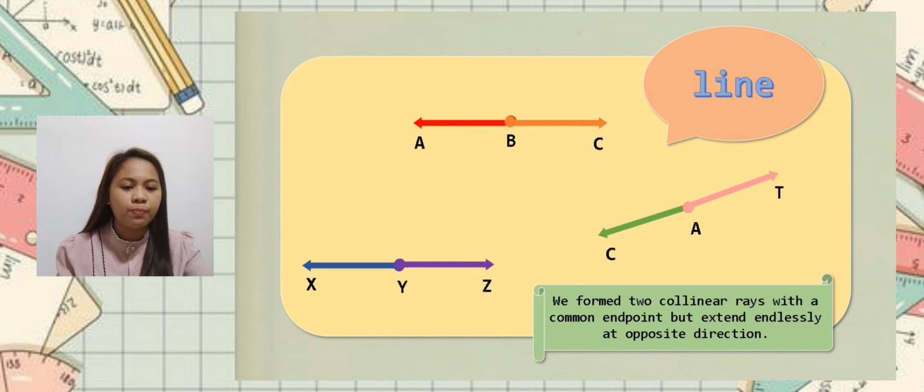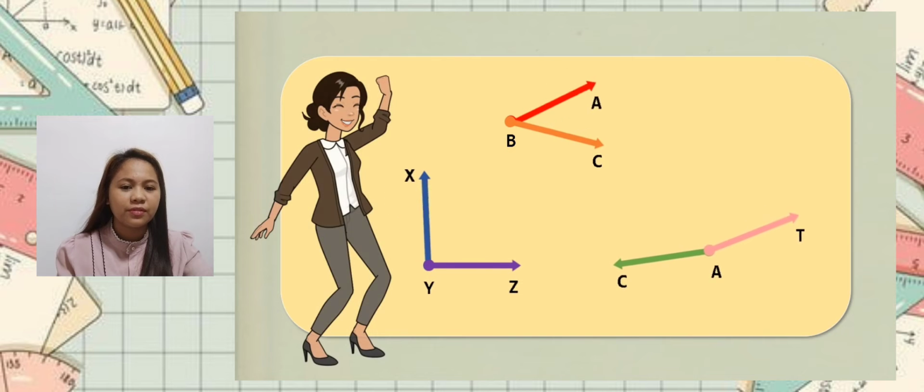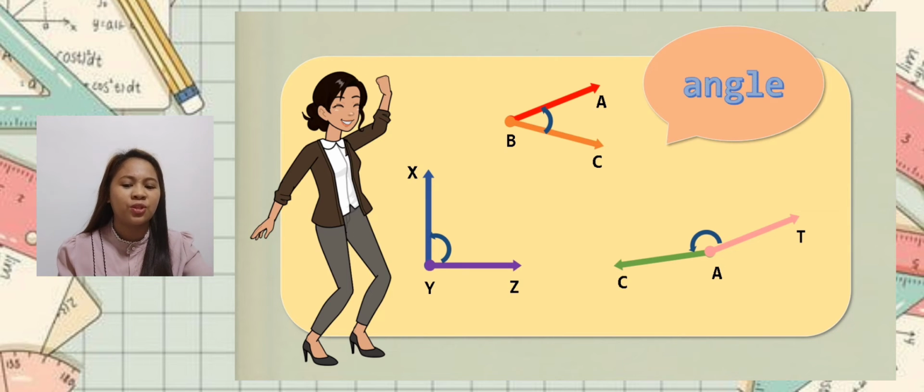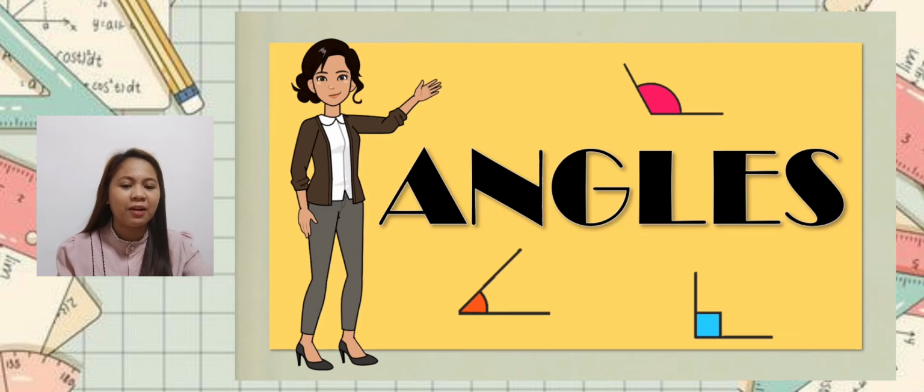How about we try to bend it? Okay, then we form a small angle. Very good. So this is what we call an angle. Our lesson for today is about angles.